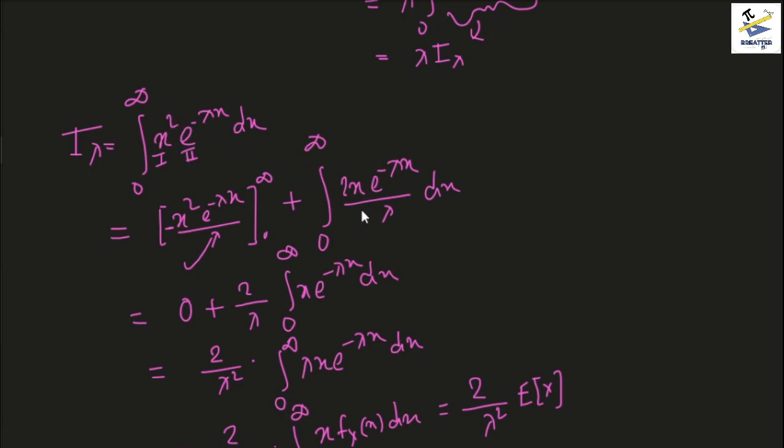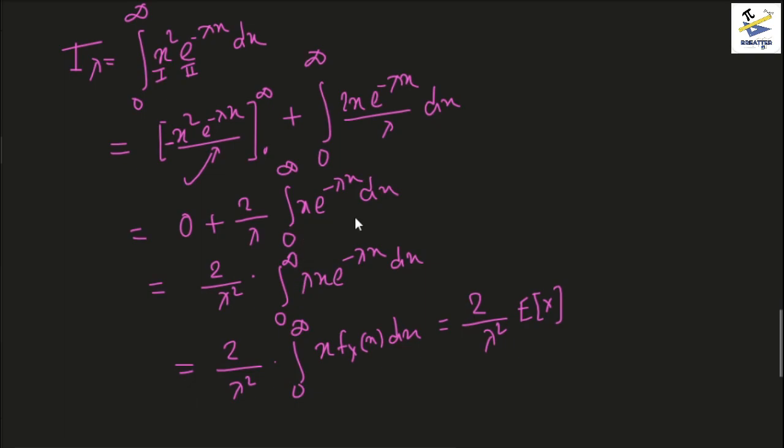Differentiating x square will give you 2x, and again integrating this will give you e to the power minus lambda x by minus lambda, and this minus combines with the minus outside to make it a plus. So this is the resulting integral, and you can take 2 by lambda outside because it is just a constant.